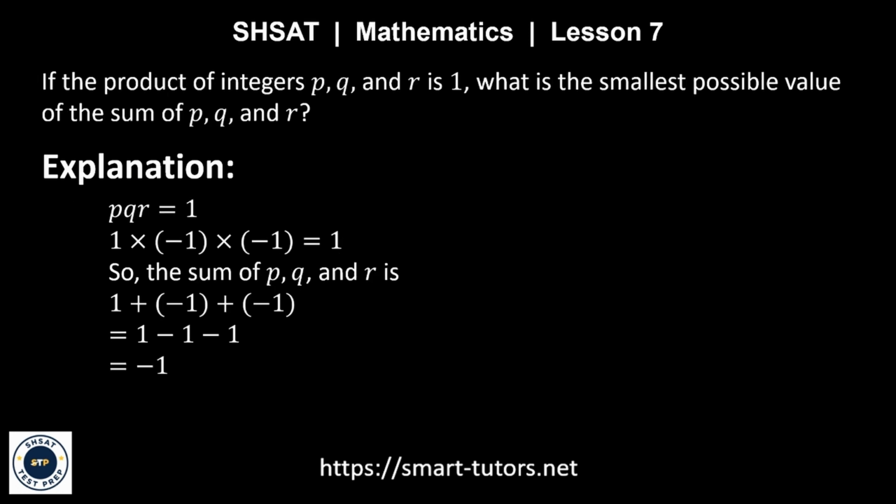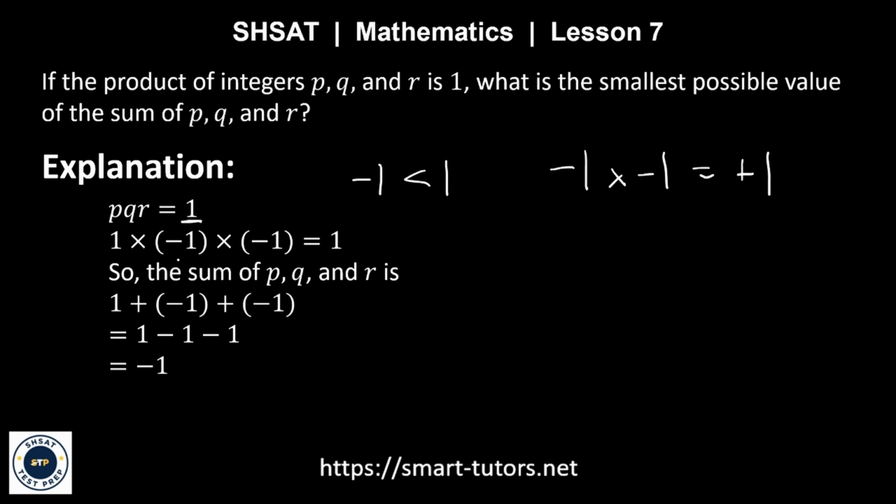If the product of the integers p, q, and r is 1, what is the smallest possible value of the sum of p, q, and r? So if you multiply p, q, r, we should have 1. So the only way possible for us to get 1 is if all of these are 1 but different signs. So we have 1 times -1 times -1, that would still give us 1, because we want it to be the smallest possible. Negative numbers are smaller than positive numbers. And if you multiply -1 times -1, that still gives us a positive 1, so we end up with the product of 1.